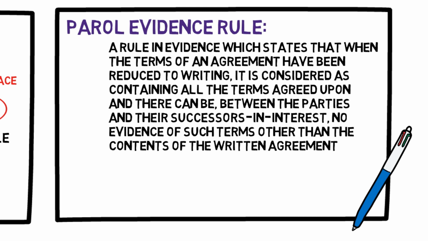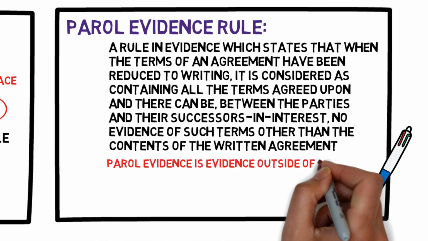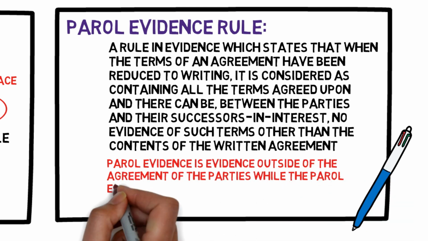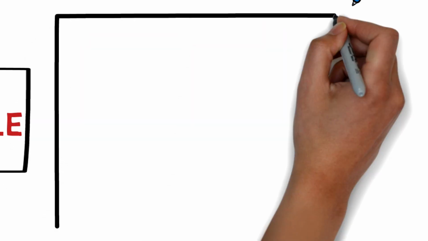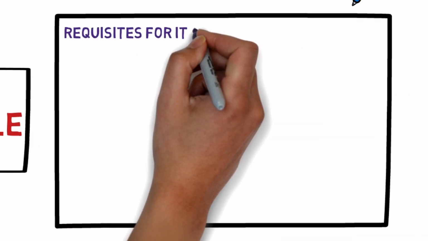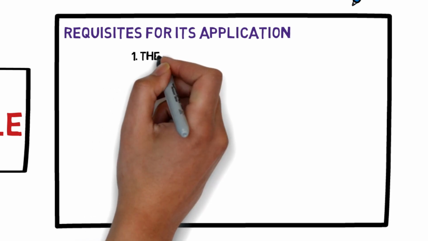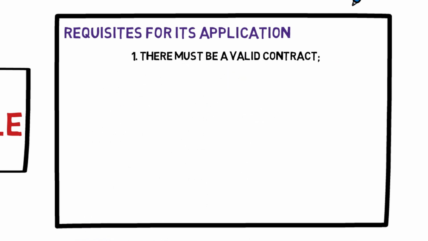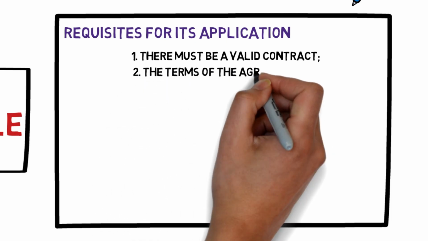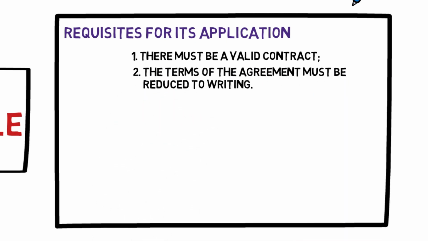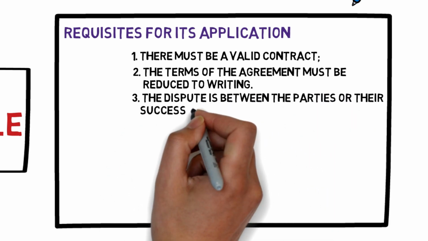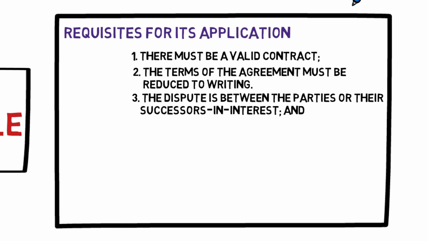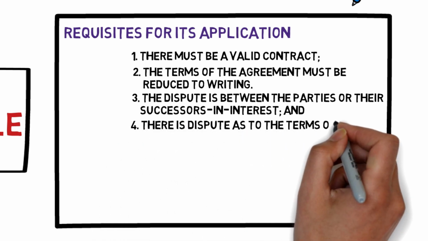Take note of this. Parole evidence is evidence outside of the agreement of the parties, while the parole evidence rule prevents the presentation of such parole evidence. Requisites for the application of the parole evidence rule. 1. There must be a valid contract. 2. The terms of the agreement must be reduced to writing. The word agreement includes wills. 3. The dispute is between the parties or their successors in interest. 4. There is dispute as to the terms of the agreement.